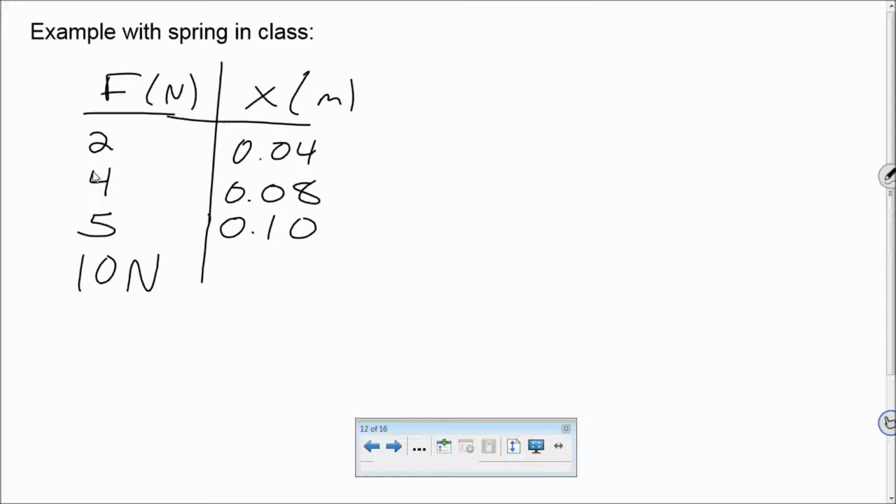How far should it stretch? 0.2. 0.2, right? Double the force would be double the stretch, right? So let's replace the 500 with 1,000. And you can see it stretches pretty much to 0.2. Cool.